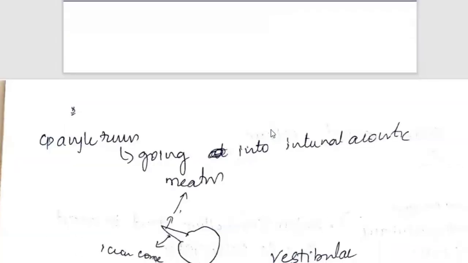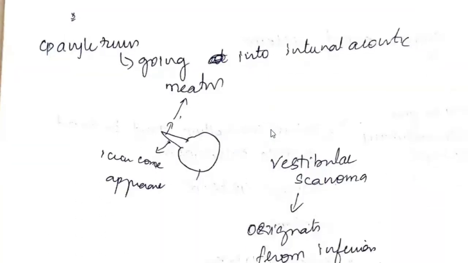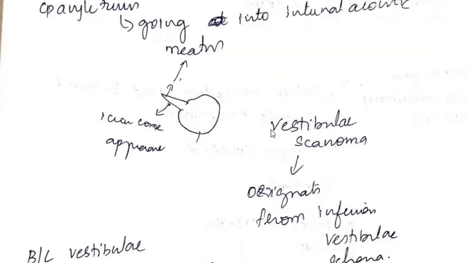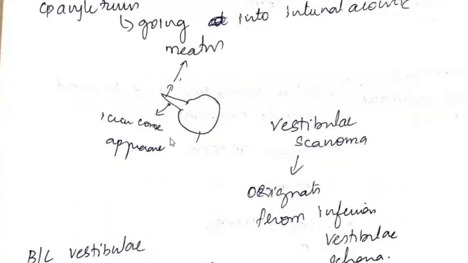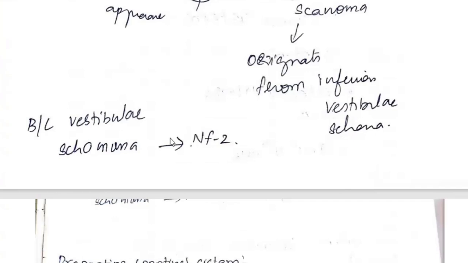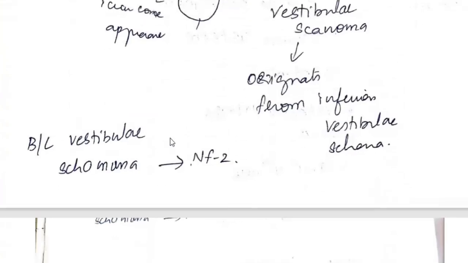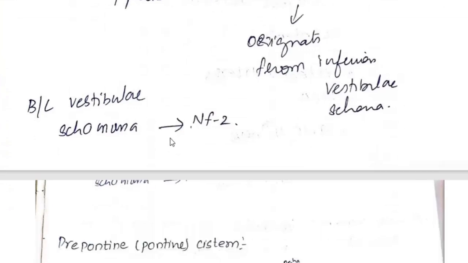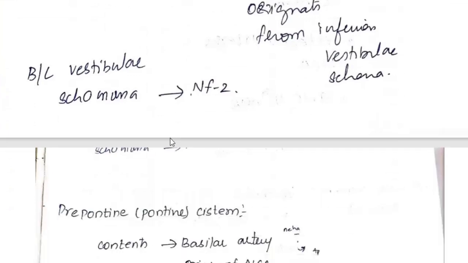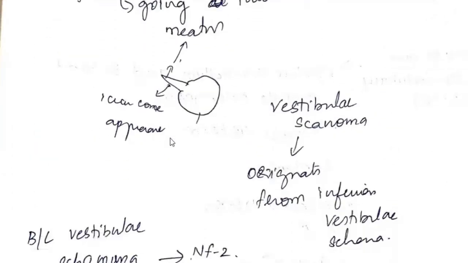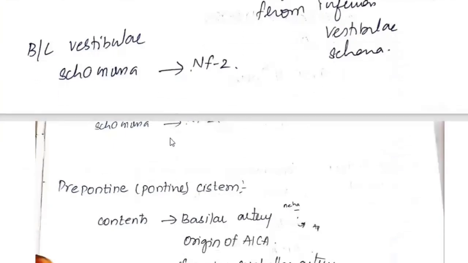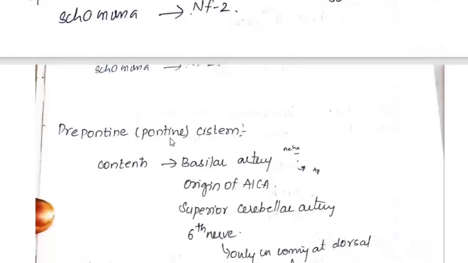Yes, ma'am. That is the most common in neurosurgery: vestibular schwannoma. See, you have the ice cream cone appearance of vestibular schwannoma, and that arises from the inferior vestibular nerve. If there's bilateral vestibular schwannoma, then you can say it is like NF2, neurofibromatosis. We will be discussing the clinical importance of all the systems, like what disease is going to be present in each system and how it is radiologically important.